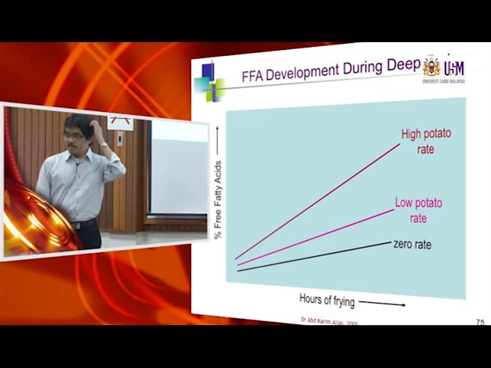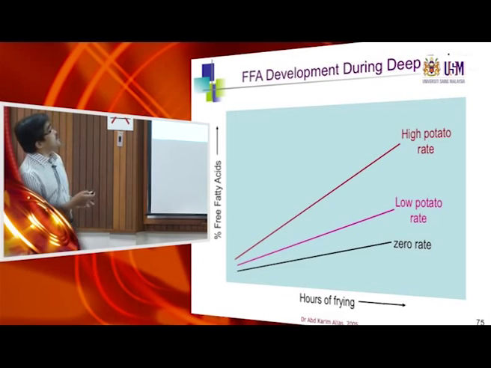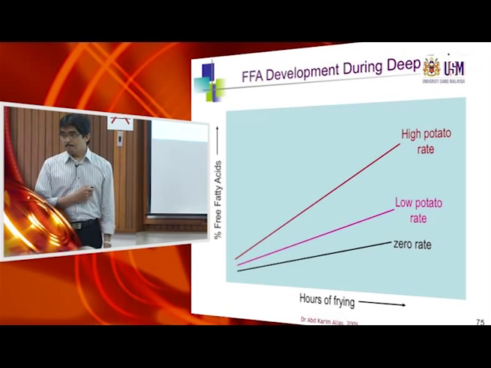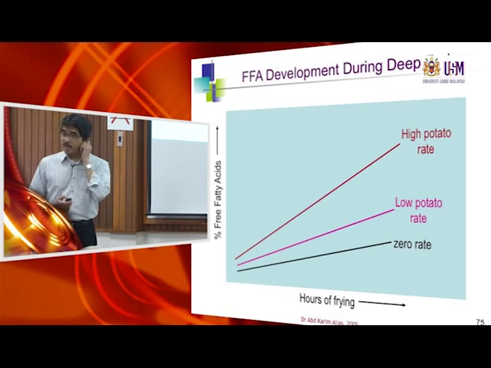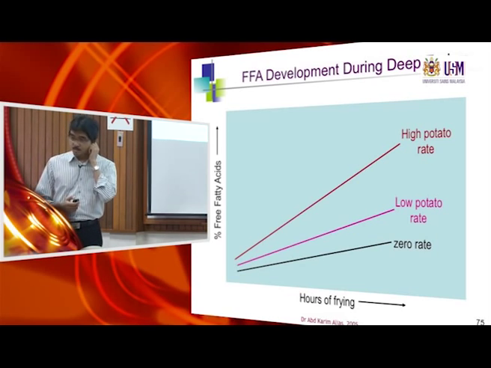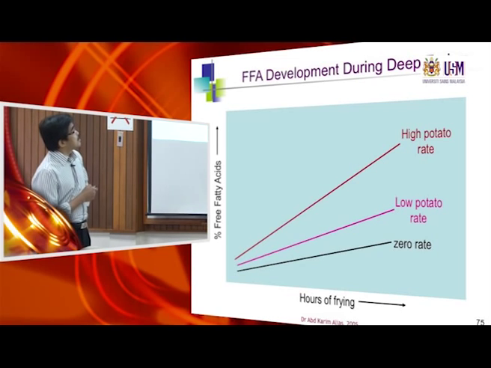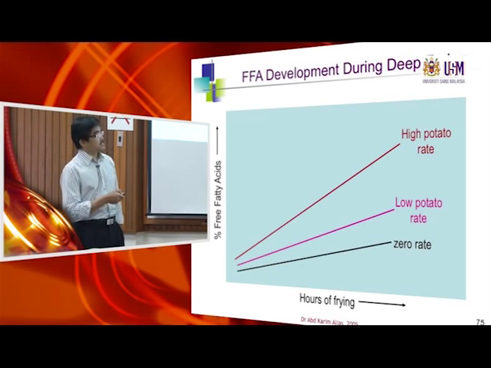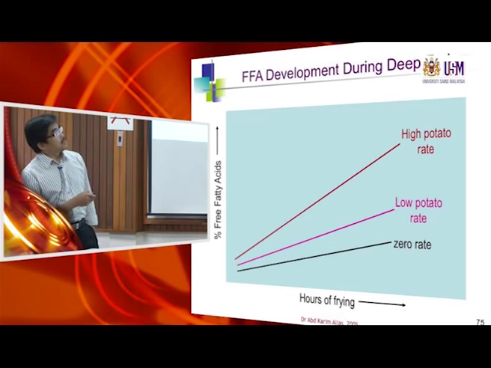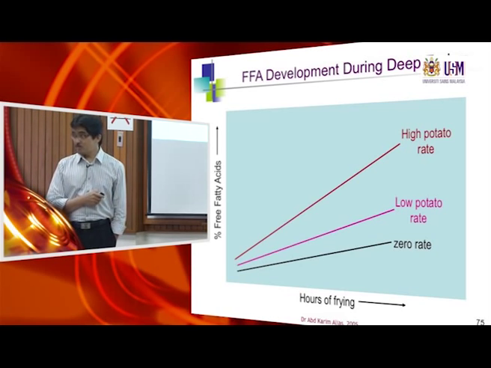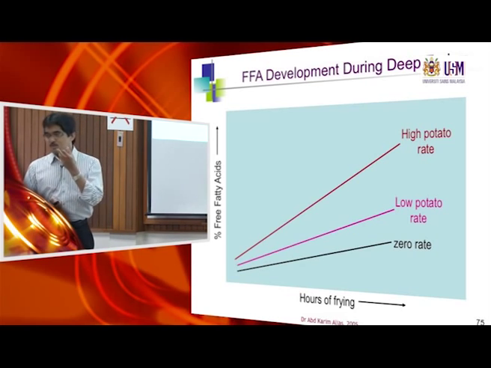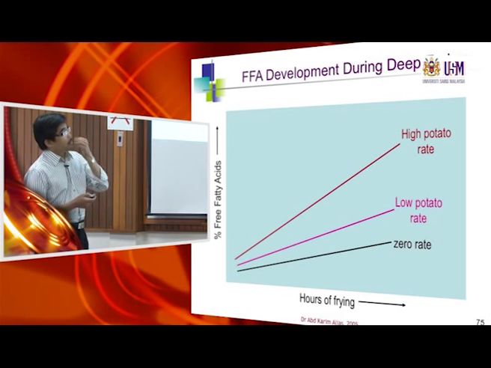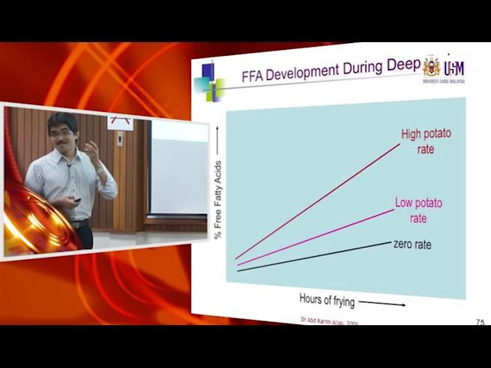Okay, now this is an interesting graph to show the FFA development during the frying. Remember, free fatty acid form due to the hydrolysis of the triglycerides in contact with water and high temperature. So we can plot free fatty acid on the x-axis here, as a function of frying time, and we are frying fresh potato, to produce maybe potato chips, potato fingers, potato wedges, okay.